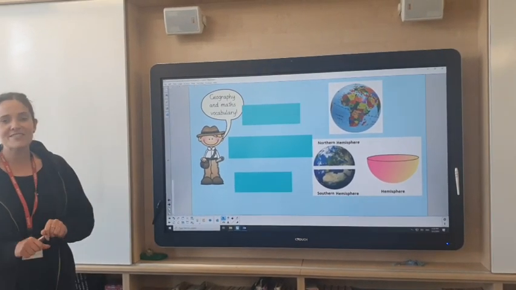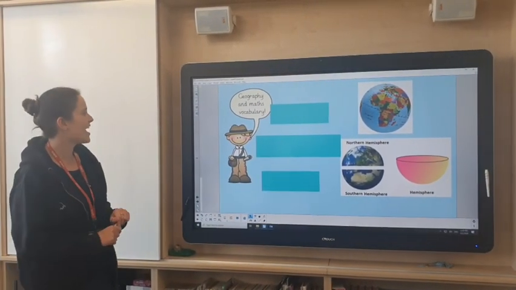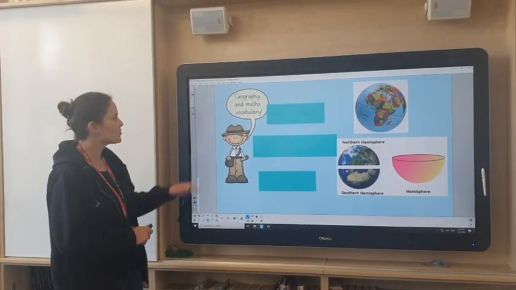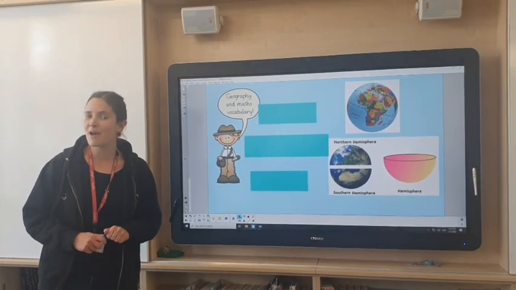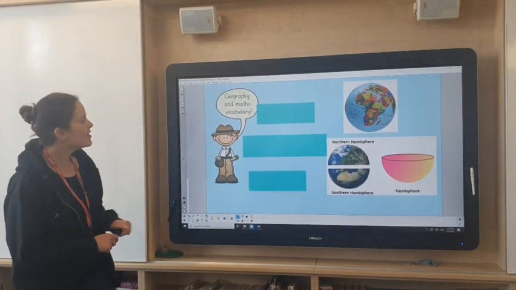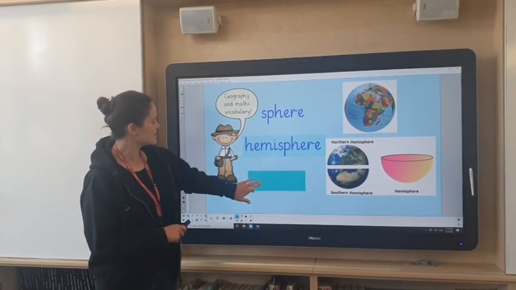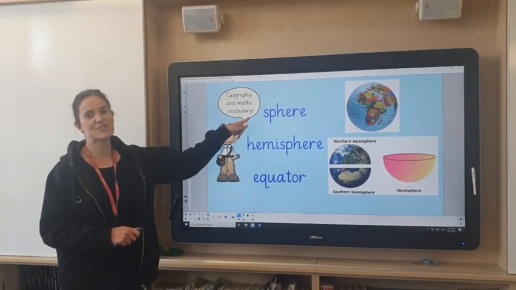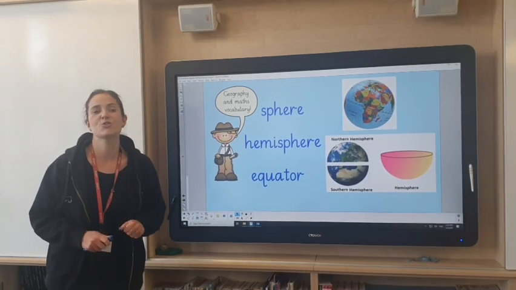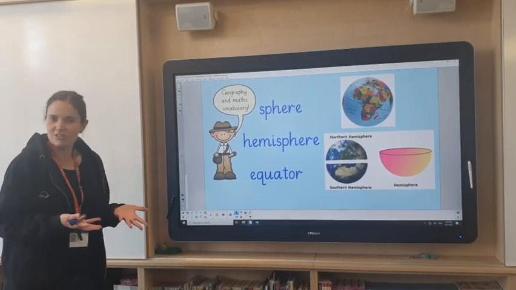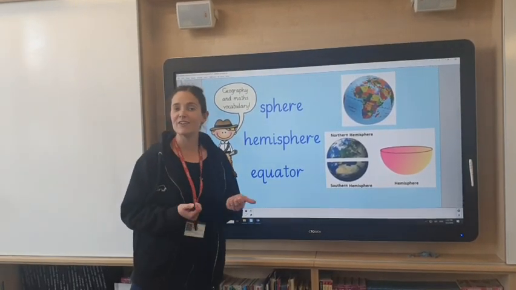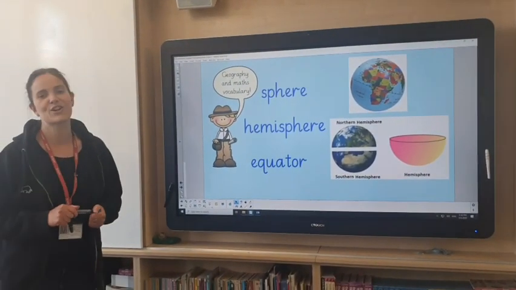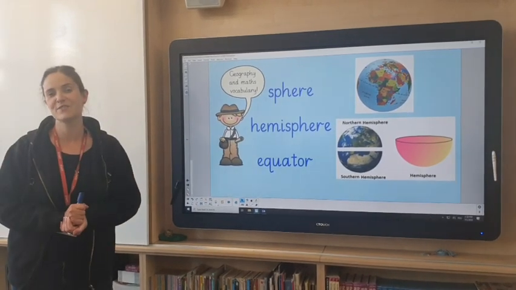Right, so the first thing we need to move on to now is to have a look at some wonderful vocabulary. It is both geography vocabulary and maths vocabulary as well. So, the words underneath here are very, very important. The first one is sphere, which refers to a shape. It is a 3D circle, if you like, and hopefully you know that our world, which is shown here in this globe, is a whole sphere.